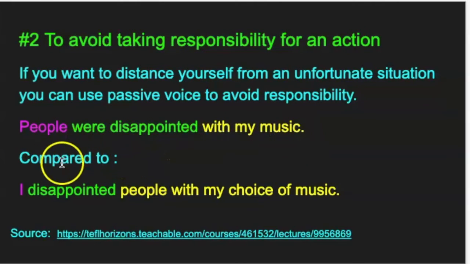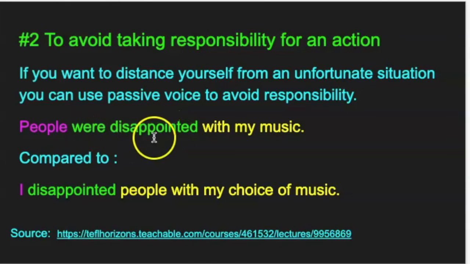Let's compare this to: I disappointed people with my choice of music. Okay? So here the emphasis is on I, and I am directly taking responsibility, so I use just the simple past tense. But if I don't really want to take responsibility, I will just say people were disappointed.